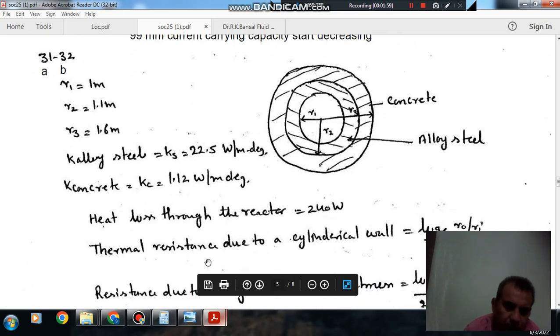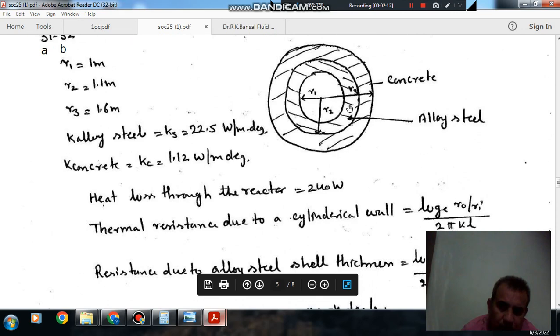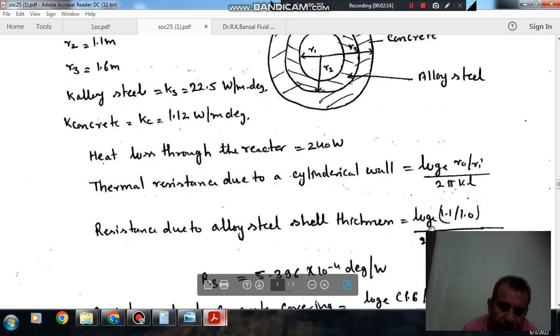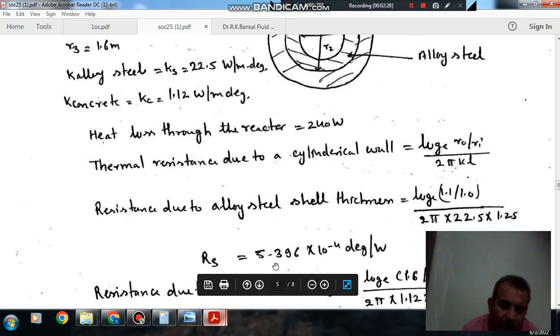So the thermal resistance due to a cylindrical wall, the general formula is ln of R outer by R inner divided by 2 pi K L. First of all, taking the alloy steel, the resistance is with R2 as 1.1, R1 as 1, 2 pi, K as 22.5, and L as 1.25. So R_S comes out as 5.396 times 10 power minus 4 degree per watt.